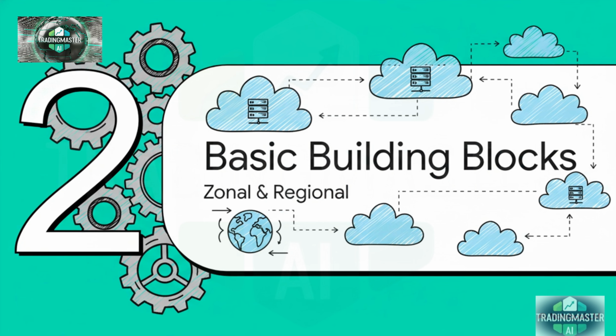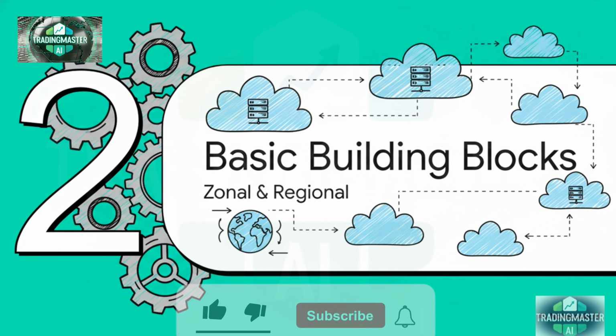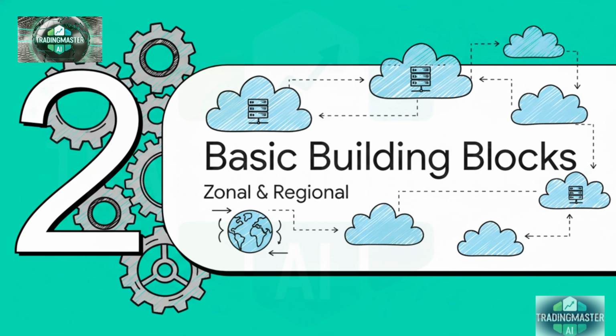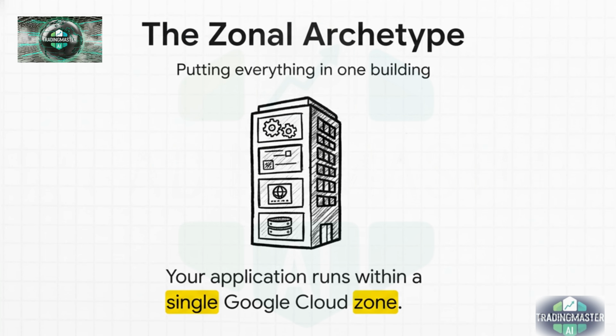So let's see how these ideas actually build on each other, starting with the two most fundamental archetypes. You can think of these as the workhorses of cloud architecture. They cover the vast majority of scenarios you're ever going to run into. We're going to start with the simplest of all, the zonal archetype. This is as straightforward as it gets. Your entire application, your servers, your databases, the whole shebang, it all lives inside one single Google Cloud zone. Just picture putting all your eggs in one basket, or maybe more accurately, all your servers in one building.